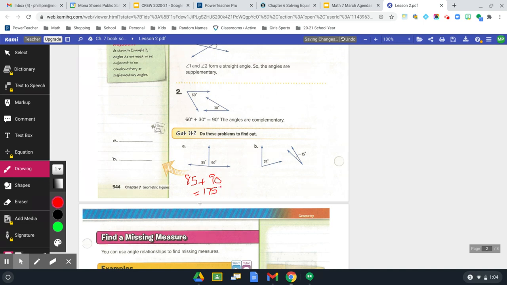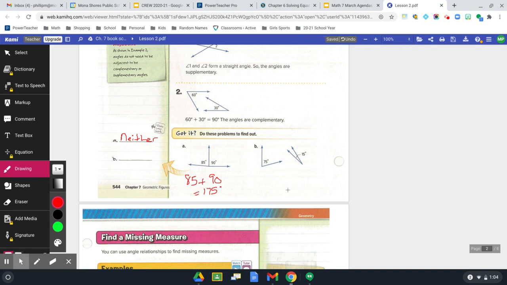So it's not supplementary. It can't be complementary because the two angles would have to add to 90 for it to be that. We're going to say this is neither. Neither. Okay, what about letter B?